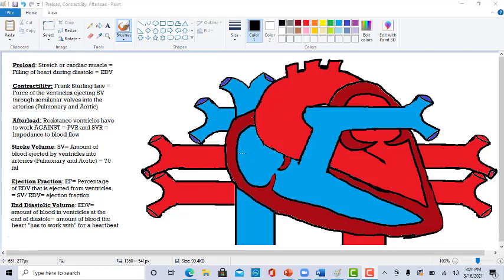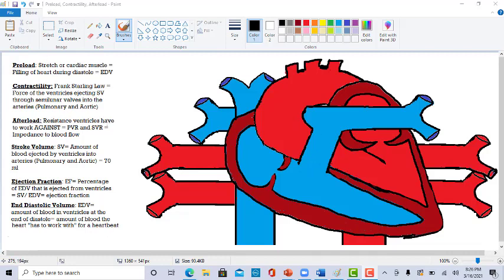I put the basic definitions over here on the left for you guys to look at. Preload is really the stretch of that cardiac muscle. It's the filling of the heart during diastole. It also equals end diastolic volume, or EDV. Contractility, think Frank Starling law, is the force of the ventricles ejecting the stroke volume through the semilunar valves into the arteries, both your pulmonary and your aortic.